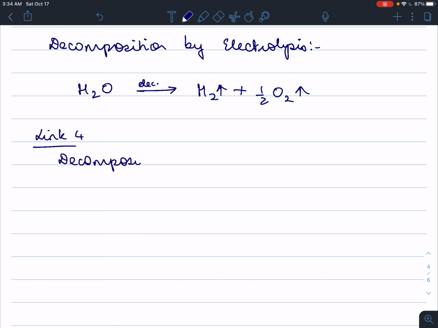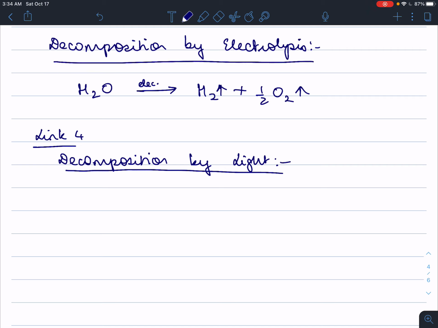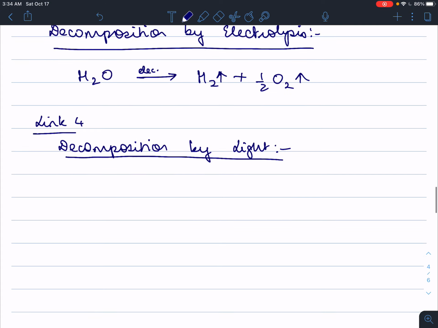you also have decomposition reactions by the action of light. And this was very important because in the past it was used for photography. Alright? So you might have seen old black and white photos. They were made using a photochemical process.